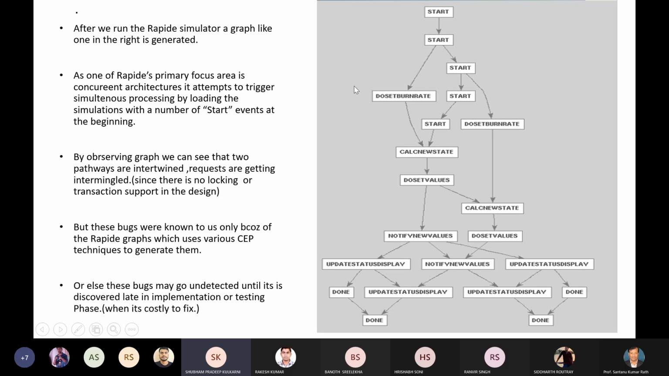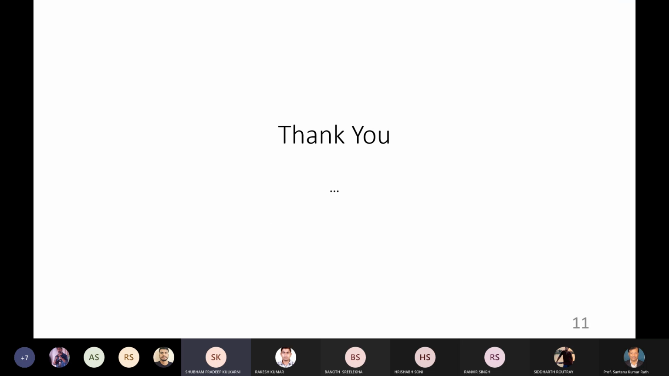If we had not used this Rapide architecture description language and had just gone for the development and implementation of the software, then this thing would have been discovered late, in the implementation stage or at the testing phase of the development, which would have led to a lot of cost to fix the error. So this is how it is helpful when we make an architecture description of our software project. We can say that Rapide is useful for us to design software, because of the various CEP techniques of processing events that it is using, which help us to make our software better. Thank you.